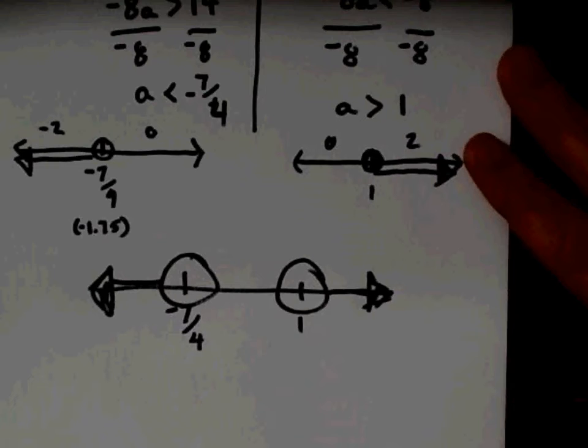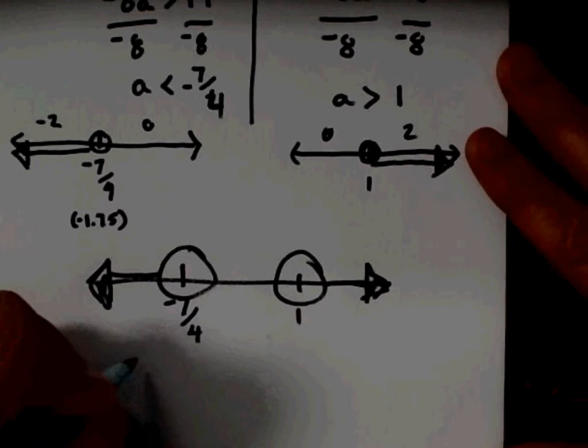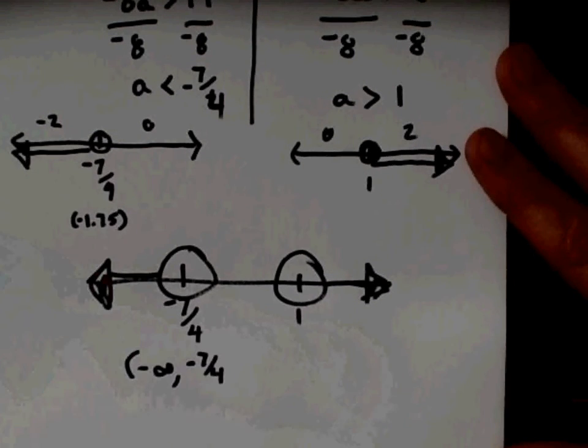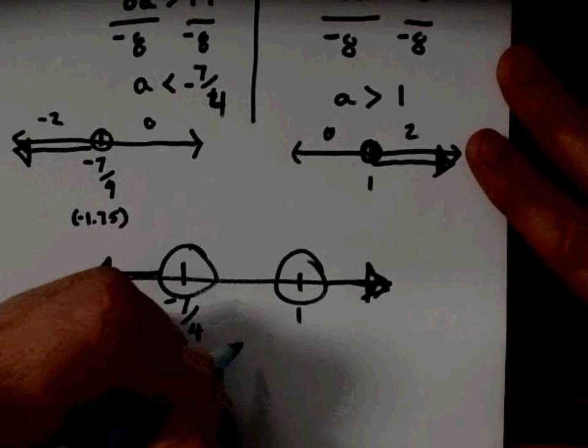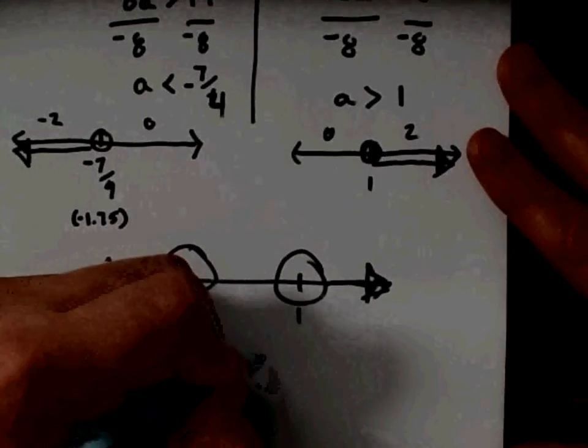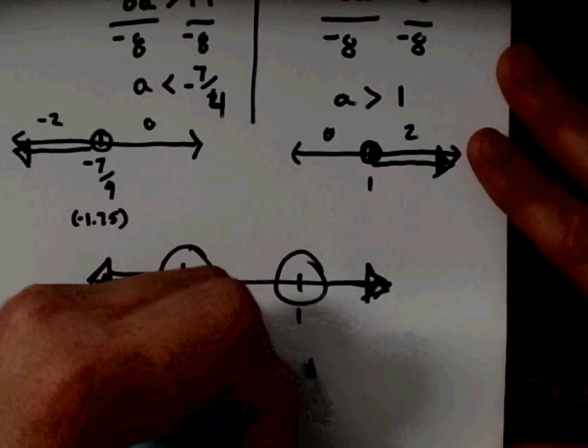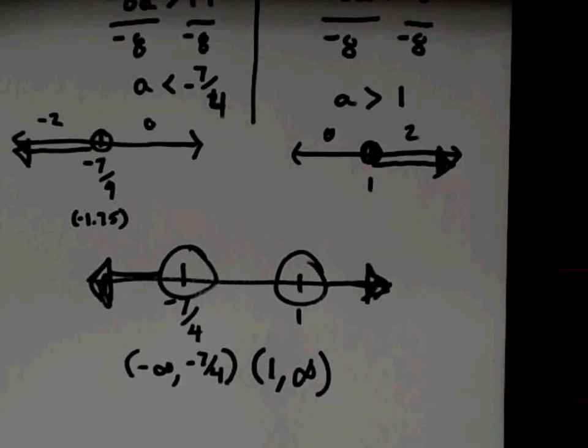Tell me the interval notation. Wouldn't it be negative 1.75? Negative infinity to negative 7 over 4, or 1.75, close parenthesis. Open parenthesis, 1 to infinity.